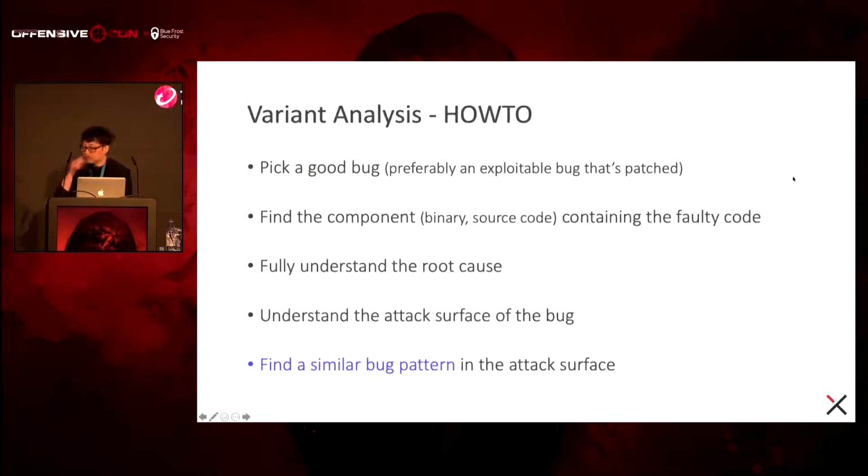So this is basically variant analysis 101. First, you pick a good reference bug, preferably a bug that has an exploit attached to it. Then you study the component that contains the faulty code. And next, you try to understand the root cause of the bug, studying everything you need to along the way. And while you're doing so, you'll get a general idea of the attack surface where similar bugs can occur. And finally, you start looking for new bugs with a similar bug pattern. And I'll discuss how a researcher goes through this process by looking at two real-world bugs.